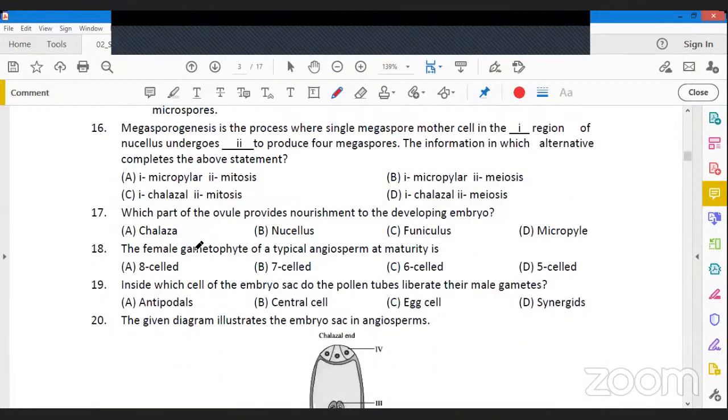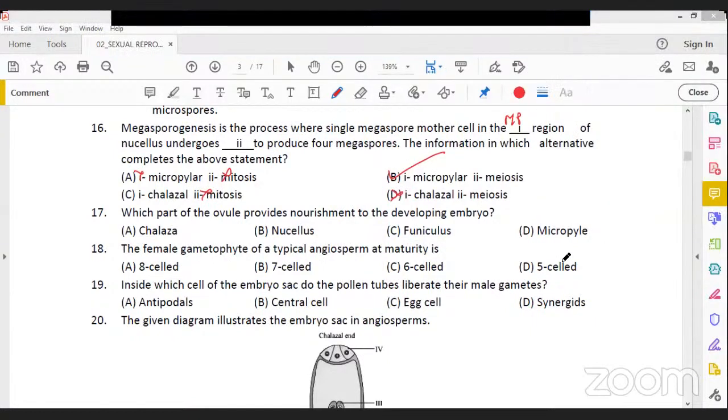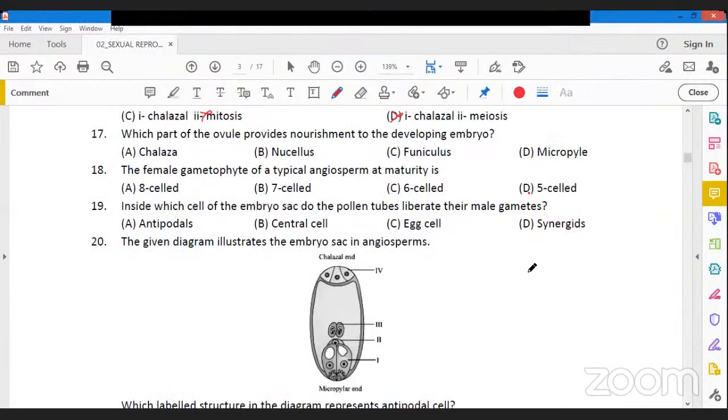Then the 16th one: megasporogenesis is the process where a single megaspore mother cell in the dash region, in the micropylar region of the nucellus, undergoes meiosis to produce megaspores. Mitosis is wrong. Chalazal is wrong. So they will undergo meiosis. Okay, yes, very good.